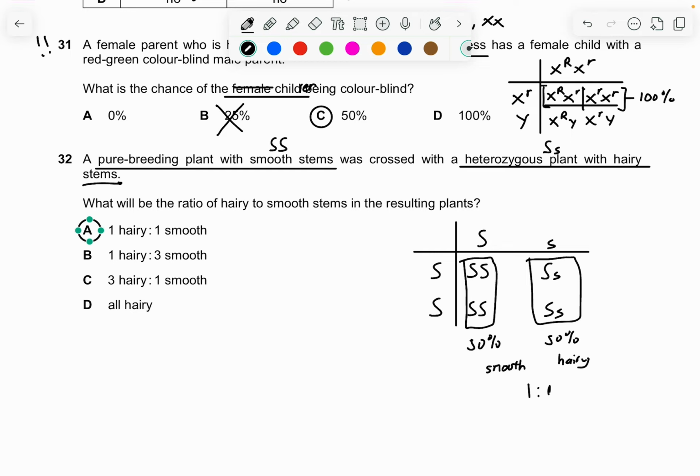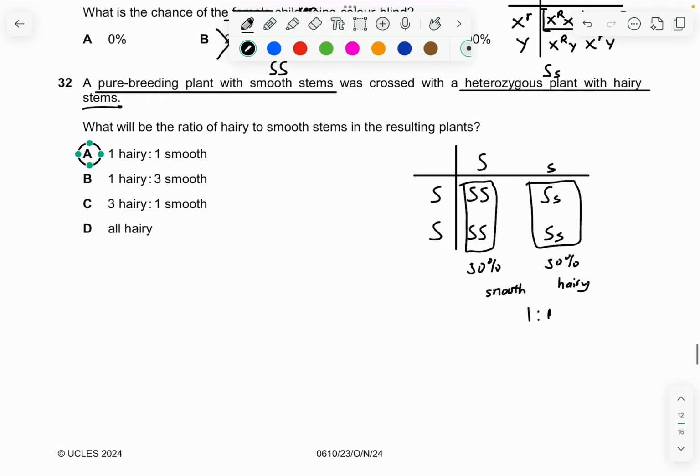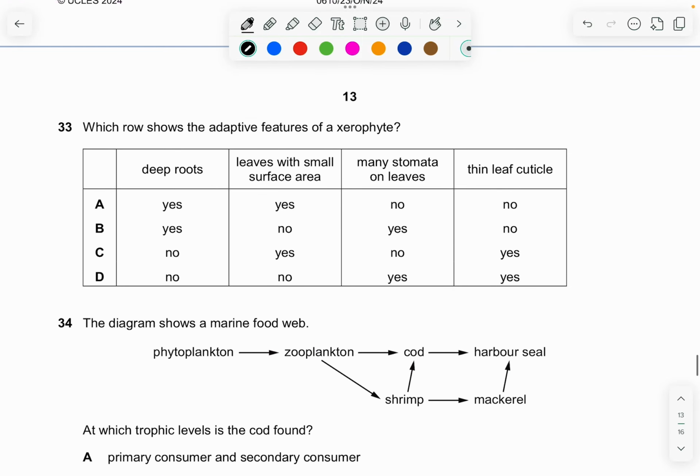A. Alright. When they tell you pure breeding, it's always a homozygous dominant. Usually it's homozygous dominant.